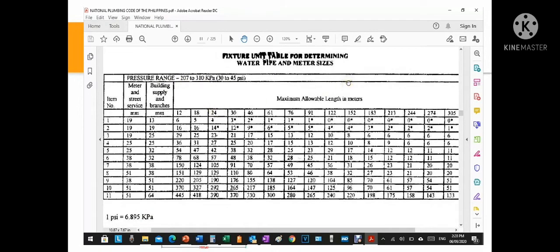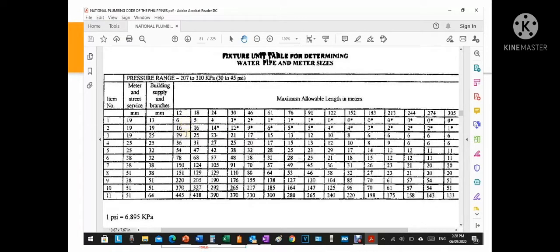Now, we have the length of our pipe. From the problem, we have 5 meters, correct? So, 5 meters is less than 12, correct? So, we choose 12 as the length for our pipe. Then, we identify the fixture units here.